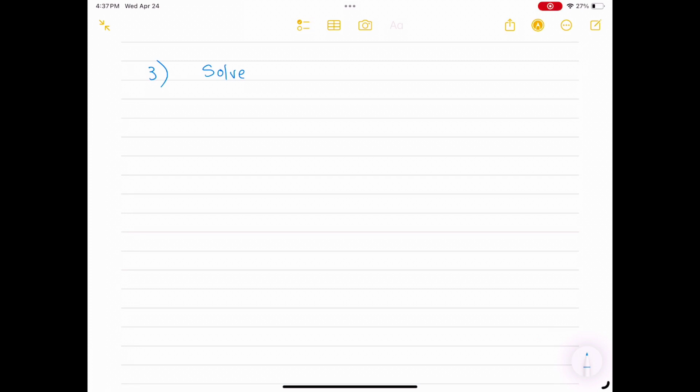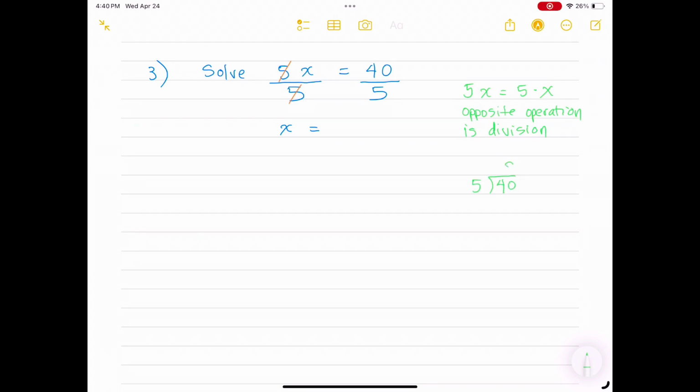Example 3. Solve 5x equals 40. In this case, in order to isolate x by itself on the left-hand side of the equation, we must divide by 5. Since 5x is 5 times x, we must do the opposite operation, division, in order to isolate x by itself. So on the left-hand side, we have 5x divided by 5, and whatever we do on the left-hand side, we must balance by doing the same on the right-hand side. So we have 40 over 5, or 40 divided by 5. On the left-hand side, 5 over 5 is 1, so now we have 1x, or x by itself. And on the right-hand side, we have 40 divided by 5, which equals 8.